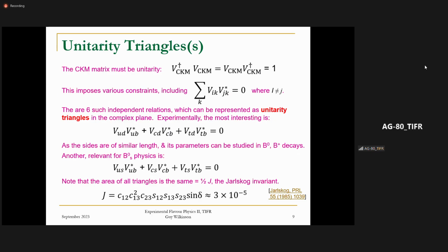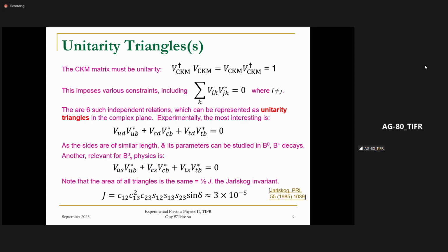And if you think and ponder for a moment, you realize that these relations can be represented geometrically as triangles in the complex plane. And these relations are known as the unitarity triangle. And there's 6 of them, but the one I picked out here is that. And that's experimentally the most interesting because it turns out that all the sides are of similar length. And the parameters of that triangle can be studied in B decays, particularly B0 and B plus decays. And I will show that triangle on the next slide.